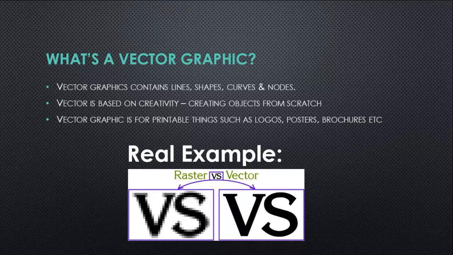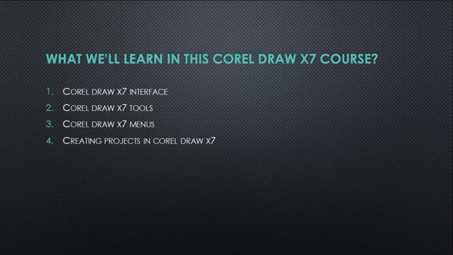So for raster graphic we always use software like Photoshop and some other software, but Photoshop is very famous for photo editing and for this kind of things. But for creating logos and for making creative things, we always use Corel Draw or Illustrator. So this is a simple explanation about vector graphic.